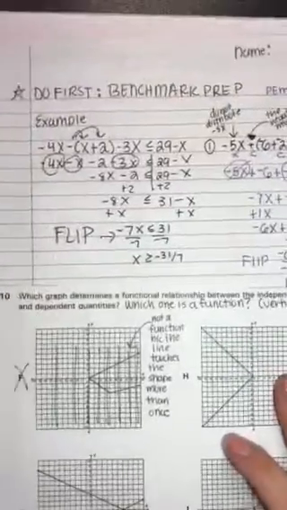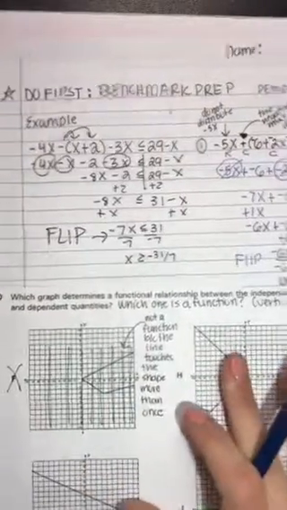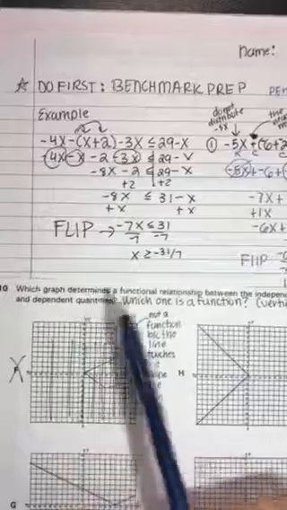Okay, number 10. Which graph determines a functional relationship between the independent and dependent quantities?